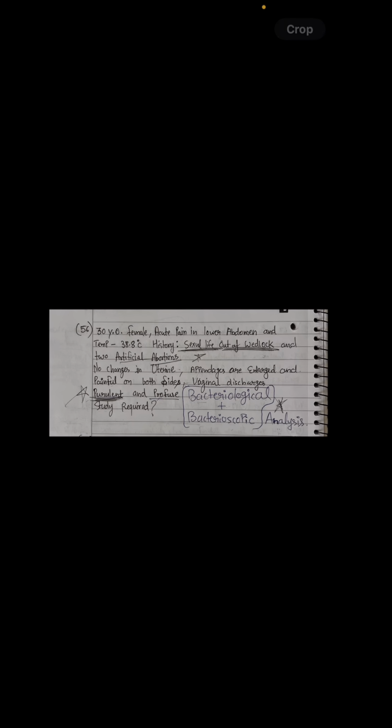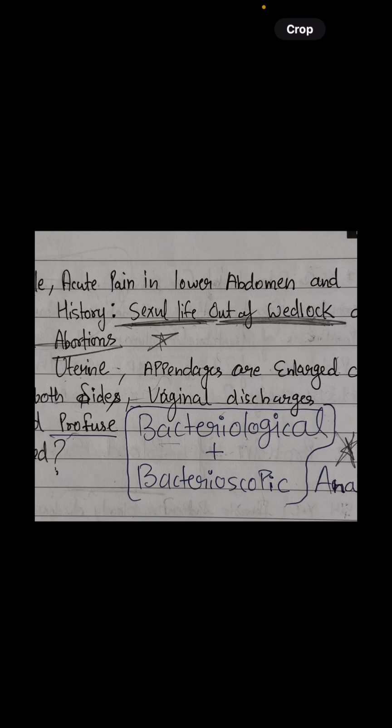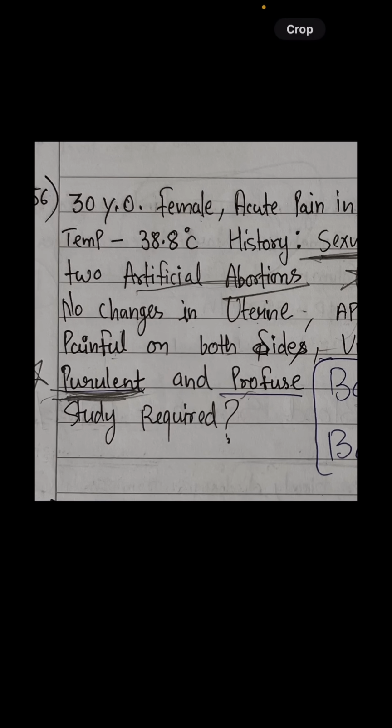Next question says about purulent and profuse discharge. You can read the question, but the main thing is her history says sexual life out of wedlock and 2 artificial abortions, purulent and profuse discharge. Since the discharges are purulent and she has this history, we need to check for bacteria, because purulent discharges are the result of bacterial infection. So we are going for bacteriological and bacterioscopic analysis. So let's go to the next patient.